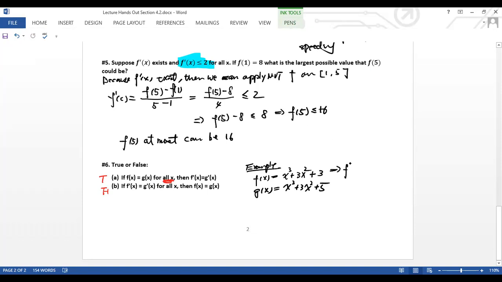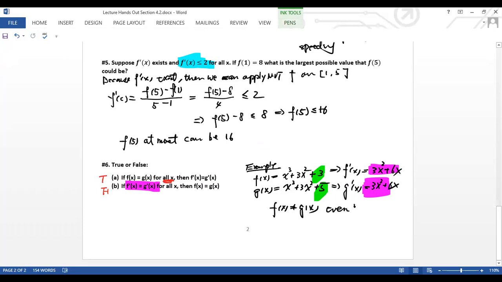So let's take a look at f prime x. F prime x is 3x squared minus 6x. Let's take a look at g prime x. What is g prime x? 3x squared minus 6x. Oh, wow. Both of them are the same, right? But is f of x equal to g of x? No, they are two different functions, right? So f of x is not equal to g of x, even though f prime x equals g prime x here. So this one is false, okay?